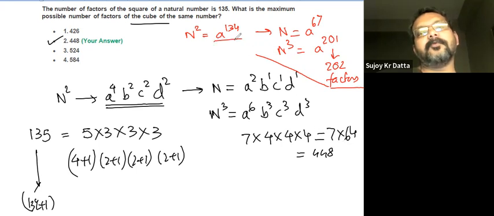So when we did not break it at all, we said that there is only one prime. Then we have fewer number of factors. And when we broke it down to the case where we have the most number of prime factors, then we have the highest number of factors for n cube. So the answer is option 2.